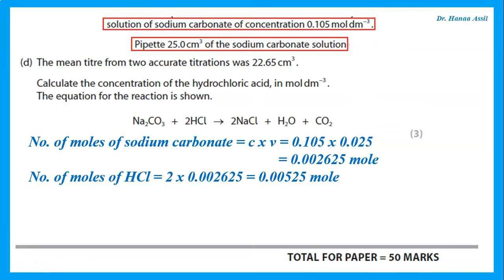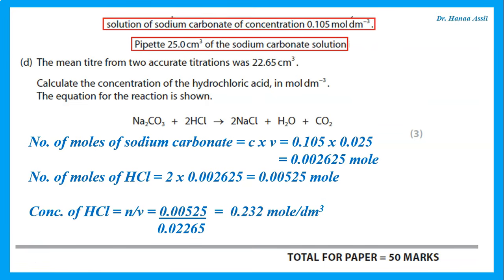And we're asking for concentration. How do we get concentration? Concentration is number of moles over volume. So the number of moles that we got over the volume that he gives. He says the mean titer from 2 accurate titrations was 22.65 centimeter cubed. Divide that by 1,000, put it into the equation, and we find that the concentration of HCl should be this.